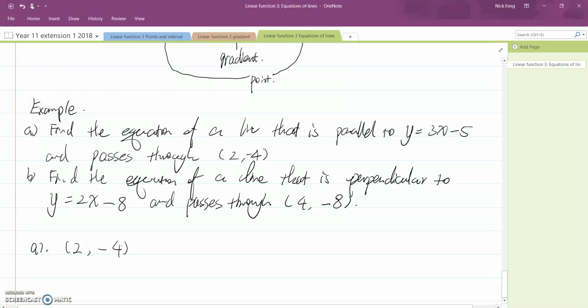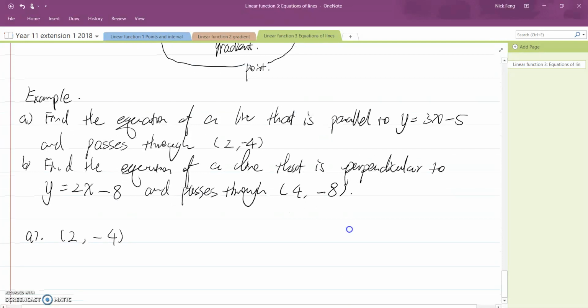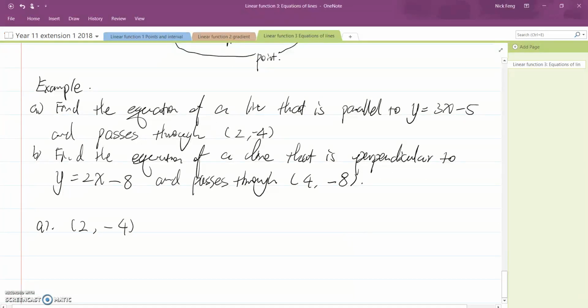Now it's to find out the gradient first, and then we're done by just putting it into the formula. So what is the gradient of the line we're looking for? Because the line we're looking for has to be parallel to y equals 3x minus 5. Do remember, parallel only means one thing. They have the same gradient. So therefore, the gradient we're looking for is 3. And now we have everything.